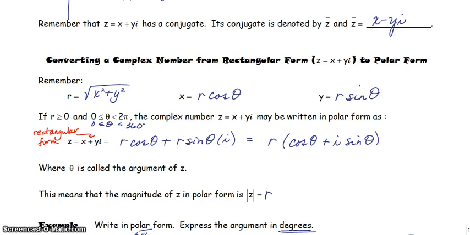Now sometimes when we do our homework tonight, we will be using degrees, and so then we would convert that to theta being between 0 and 360 degrees, including the 0, not including the 360.